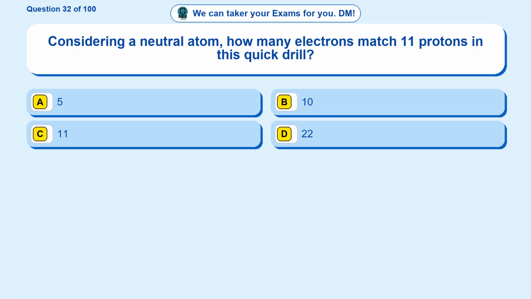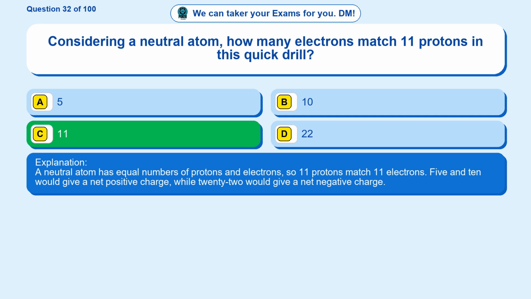Question 32. Considering a neutral atom, how many electrons match 11 protons in this quick drill? Option A, 5. Option B, 10. Option C, 11. Option D, 22. The correct answer is option C, 11. A neutral atom has equal numbers of protons and electrons, so 11 protons match 11 electrons. 5 and 10 would give a net positive charge, while 22 would give a net negative charge.